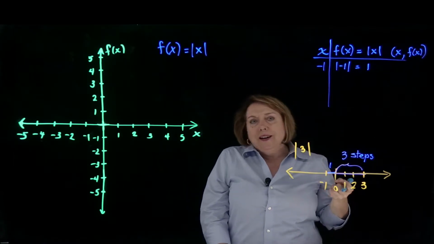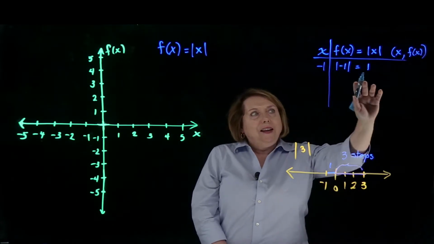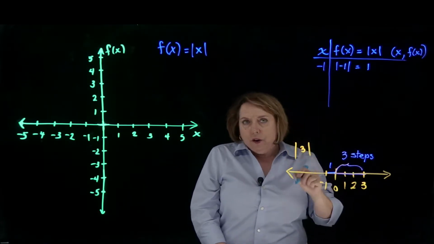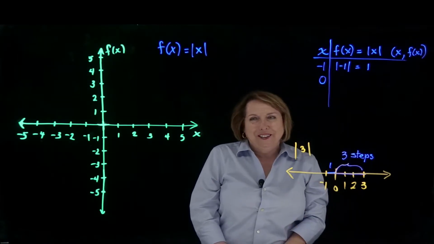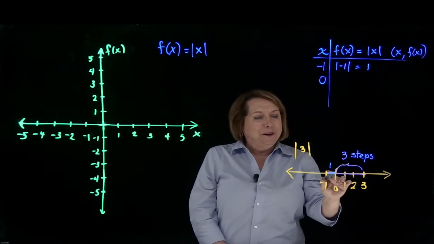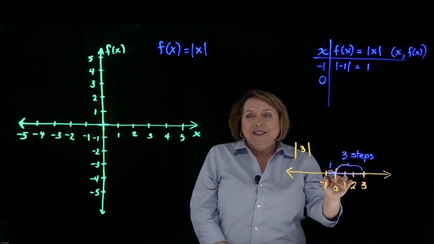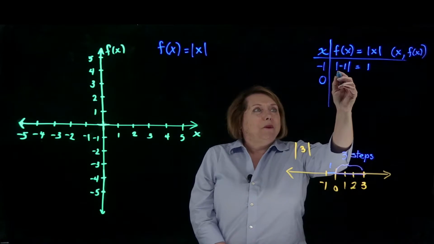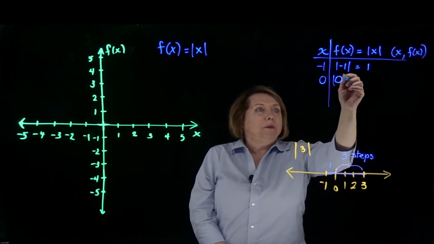We can't walk negative values, negative numbers. So think of it this way too, that anytime you have an absolute value, it's going to be positive, except for 0, which is neither positive nor negative. If I'm at 0, my x is 0, I'm there. I don't have to take any steps left or right. So that's why my absolute value of 0 would be equal to 0.